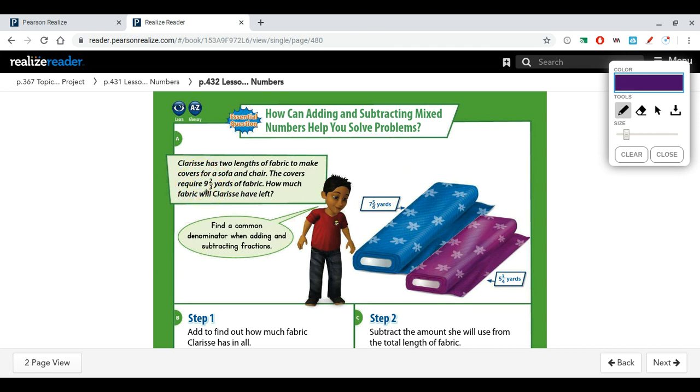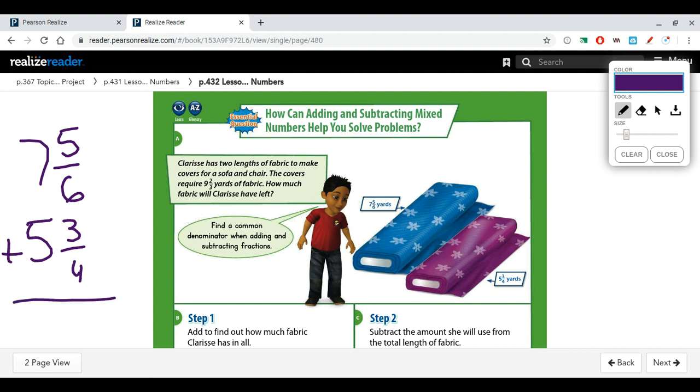So the first step that we're going to do is we need to see how much fabric she has in all. So I need to take 7 5/6 and I need to take 5 3/4, and I'm going to add them together.